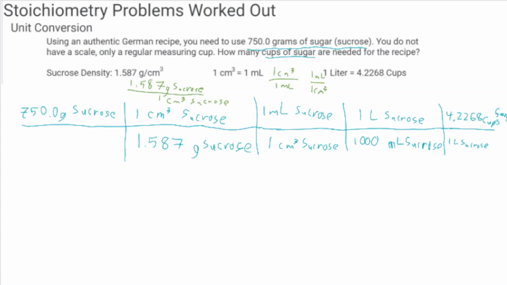So now we can go through and multiply everything on top. So I have the 750 multiplied by 4.2268, and then we'll divide by everything on the bottom. So we'll divide it by 1.587 and divide by 1,000. And so if we do all that math, what we should get is 1.99754 cups of sucrose.